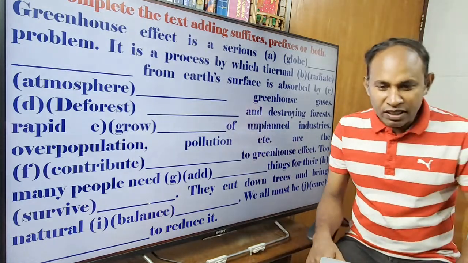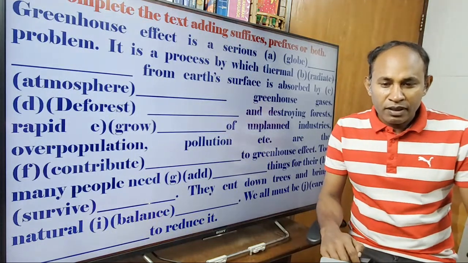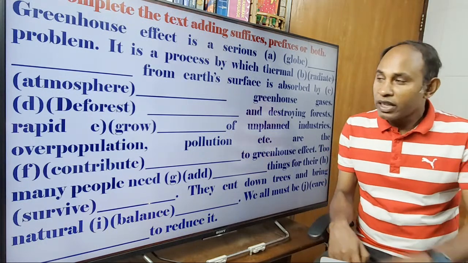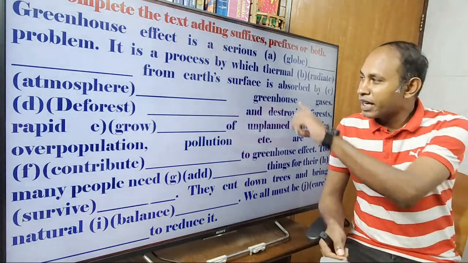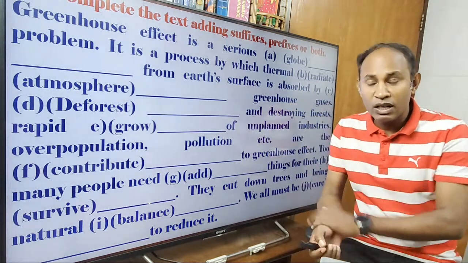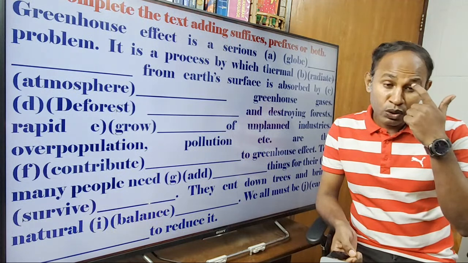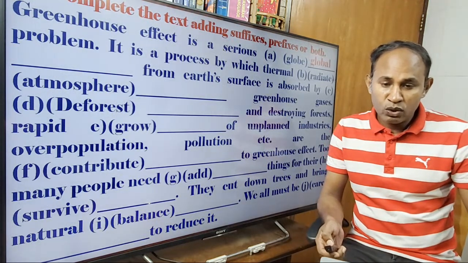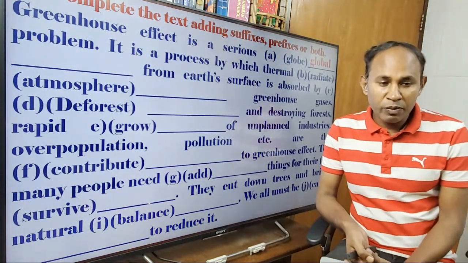Okay, probably you have completed writing the answer. Thank you very much. Now match your answers. So here you see greenhouse effect is a serious globe. The word in the bracket is globe, and you will have to make it an adjective because there is a word noun problem. So this globe word has to be made an adjective. Serious global problem. That's good. And your answer is right. Those who have written global. So greenhouse effect is a serious global problem.